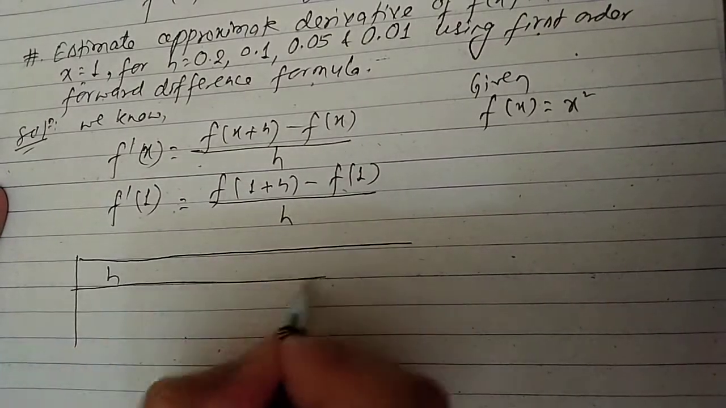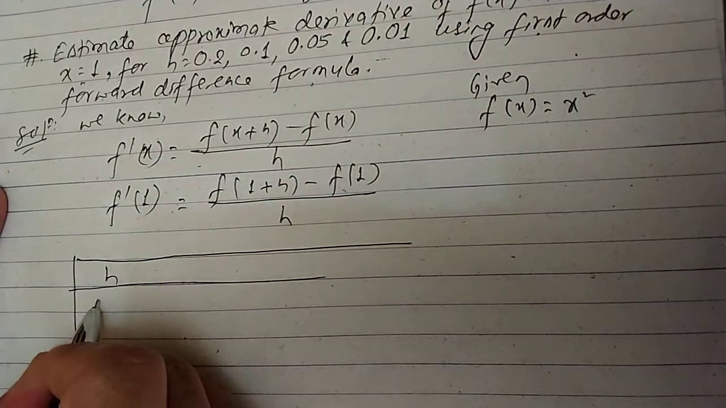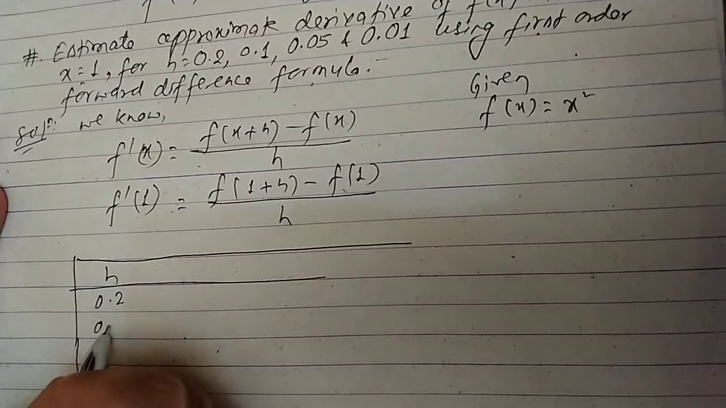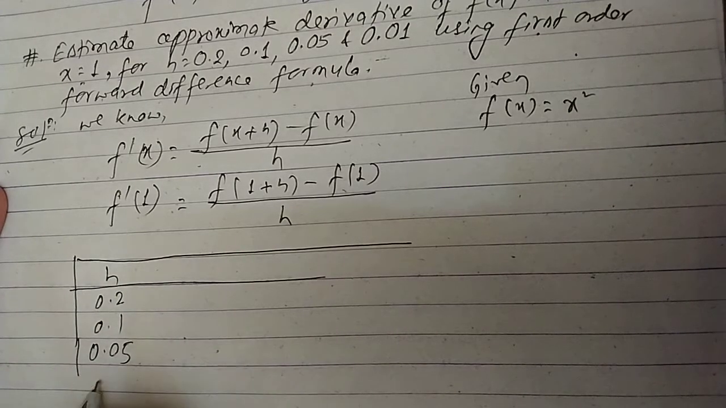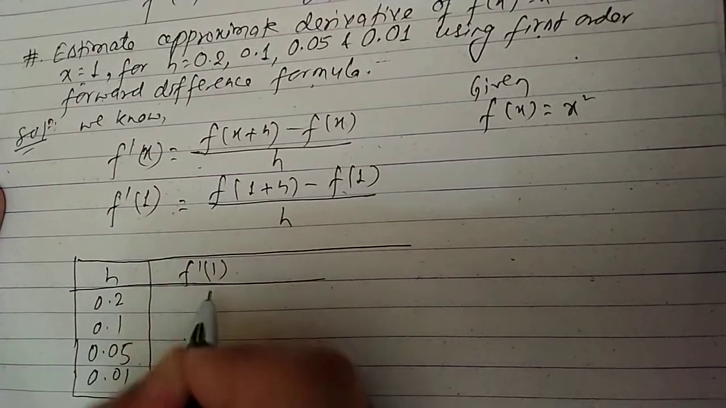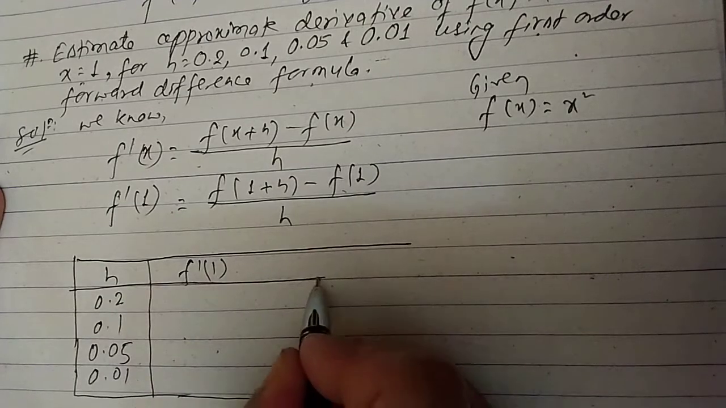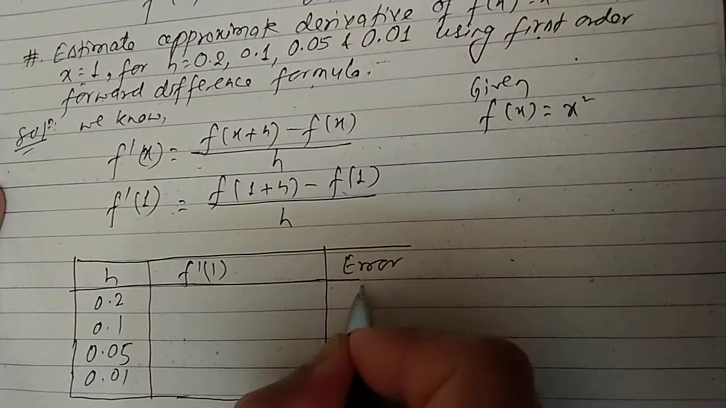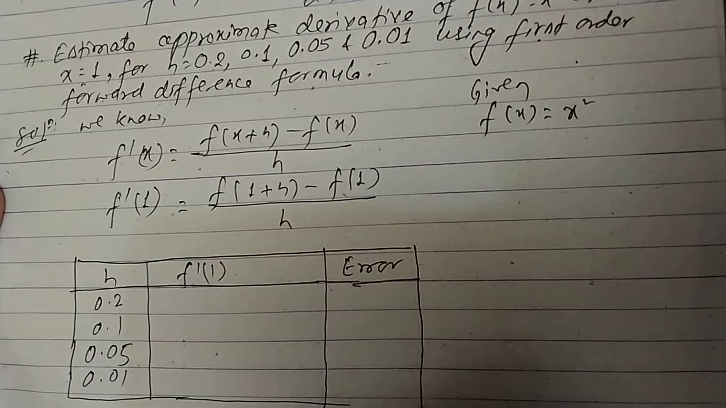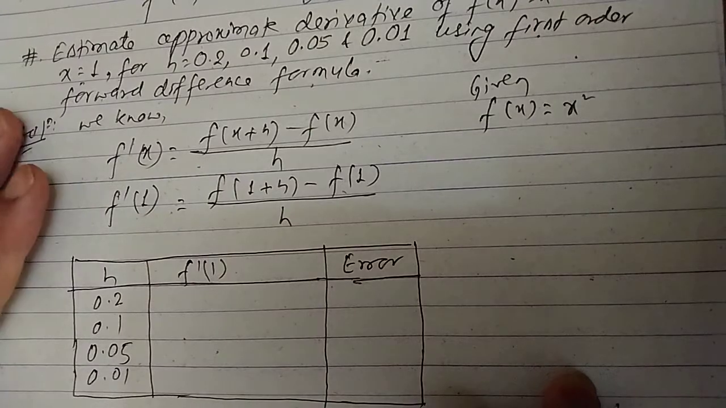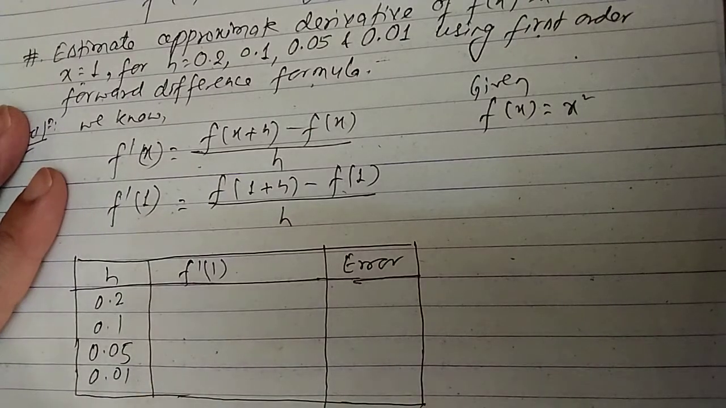For different values of h. So h is given as 0.2, 0.1, 0.05, 0.01. All right, we'll calculate the first derivative at 1 using these h values. We'll also calculate the error here to show how the error varies according to h. Based on h, how the error varies. So we'll be doing that.